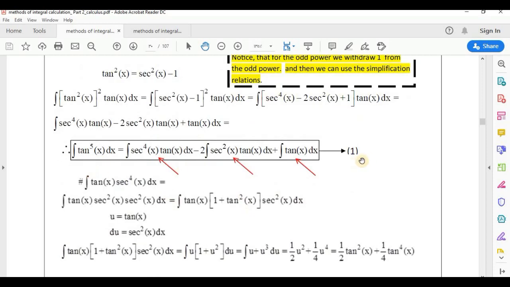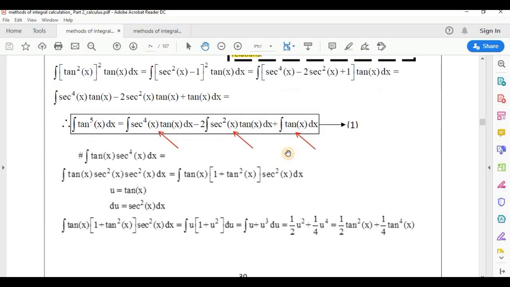So this is equation number 1. We need to find the integral for all these functions. So we will solve each integral alone, and we will substitute the value for all these integrals in equation number 1. First, let's find the integral for this function.